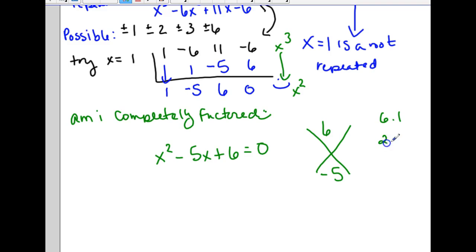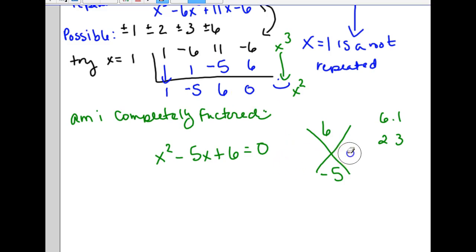Or is that going to be a 2 and a 3? So two numbers that multiply to 6 that add to negative 5. I think they're going to be a 6 and a negative 1. Ooh, that's not going to work. That's going to multiply to a negative 6. So I can't use that.